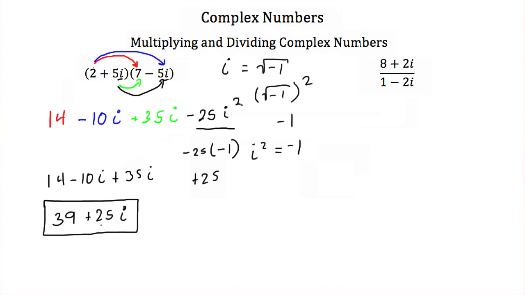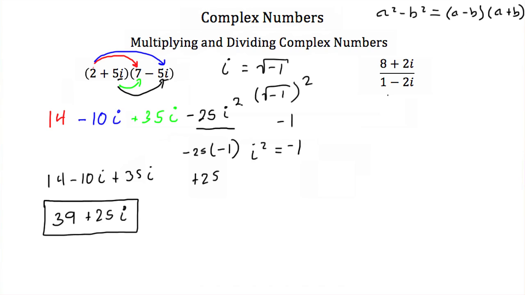Now dividing complex numbers is a little bit different. This is more like rationalizing a root out of the denominator. And to do this, we're going to multiply this whole thing by its complex conjugate. And the complex conjugate just comes from the difference of two squares. Remember, if we have a squared minus b squared, this always factors into a minus b times a plus b.